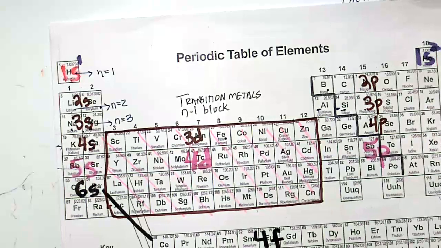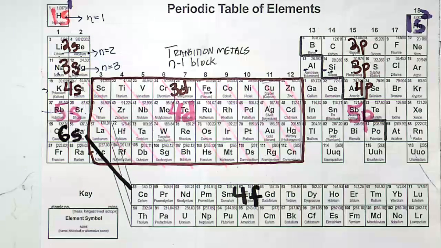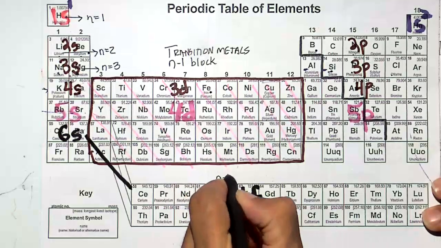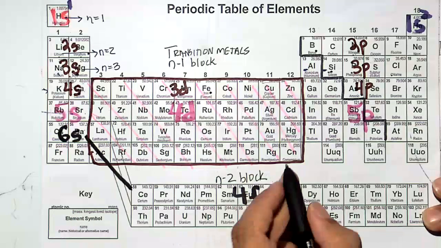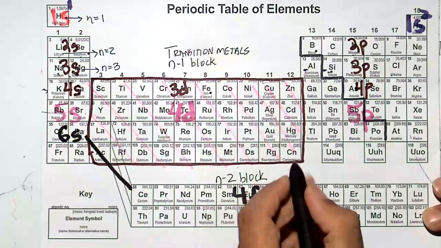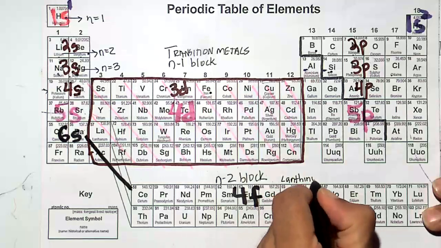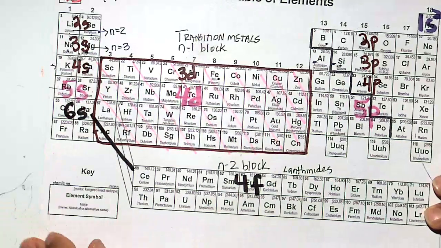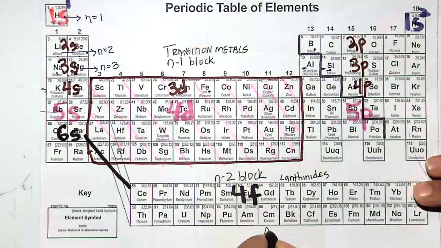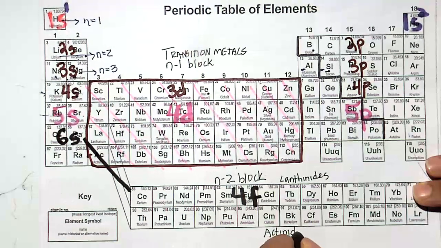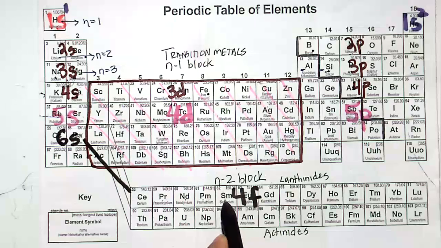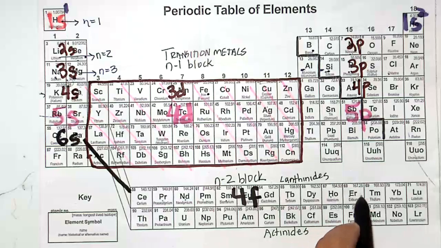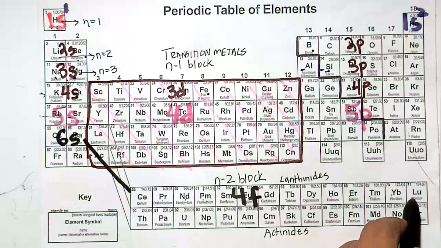This is the n-2 block. The n-2 block. Okay, also known as the lanthanides and actinides. Lanthanides, which are at the top, and the actinides, which are at the bottom. Okay. 4f1, 4f2, 4f3, 4f4, 4f5, 4f6, 4f7, 4f8, 4f9, 4f10, 4f11, 4f12, 4f13, 4f14.